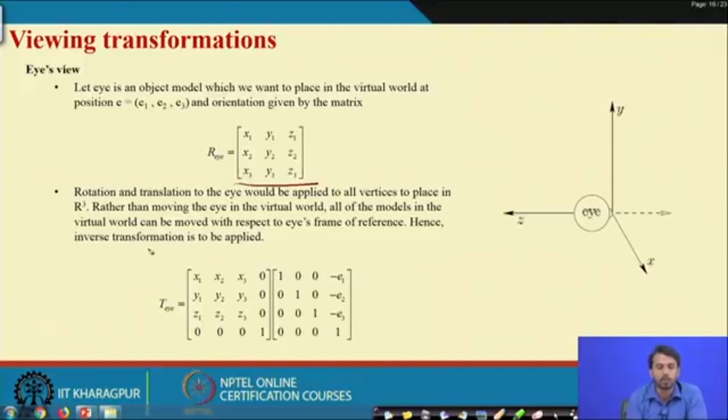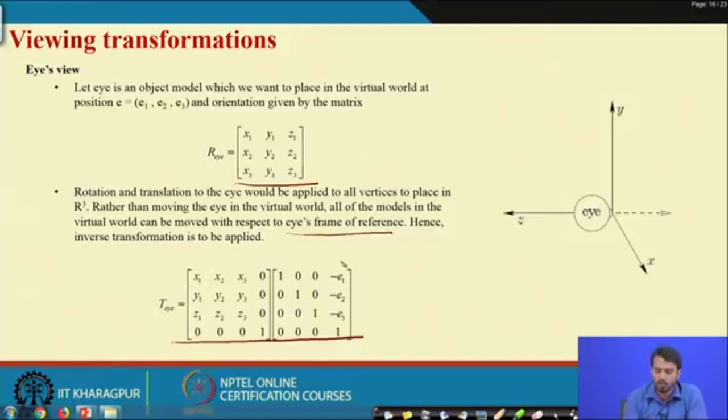Hence, the inverse transformation is to be applied. What we read in the previous slide, the inverse transformation, is to be applied for the particular eye frame of reference. If you want to move all the created models in the virtual environment, the virtual world, in terms of the eye frame of reference, then you have to apply the inverse transformation to the developed eye model. That means the object model placed in the eye view.